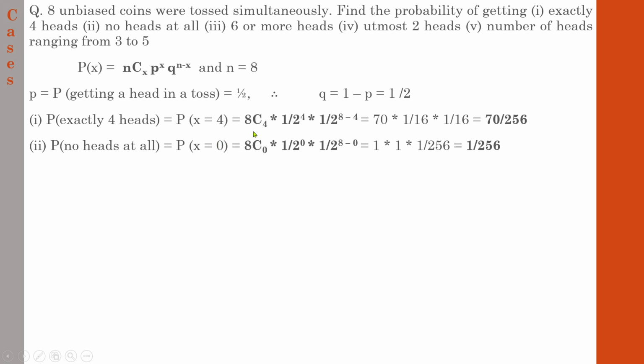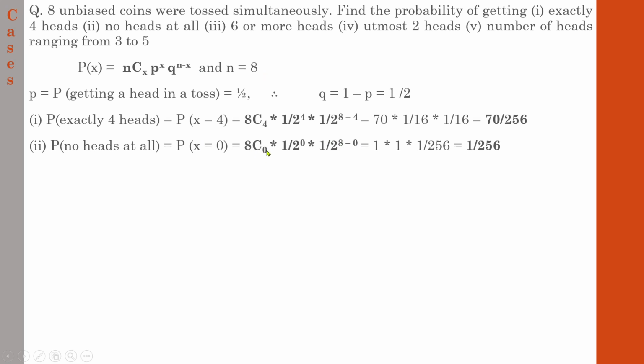So follow the same procedure which we have followed previously. 8Cx. n will be the same because whatever the nature of the question, n, p, q will be the same, but x differs. So in this case x is 0. So 8C0 into 1 by 2 raised to x, p raised to x represented by 1 by 2, raised to x means 0, into q raised to n minus x. q is 1 by 2, 1 by 2 raised to n minus x. n is 8 and x is 0. So 8 minus 0, it will be 8.